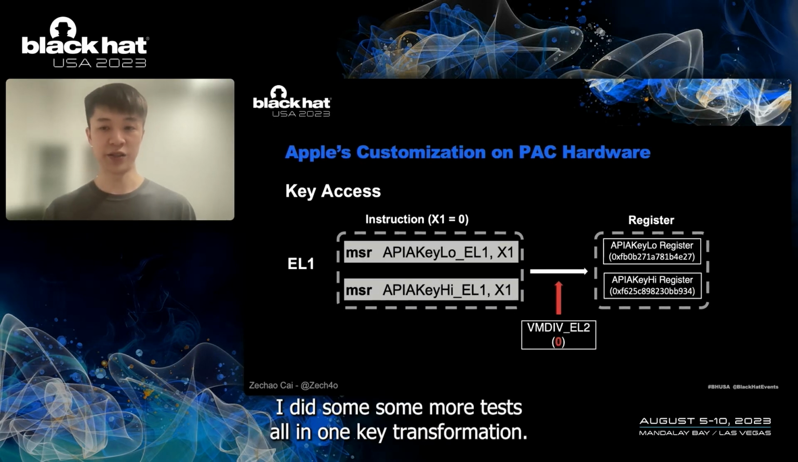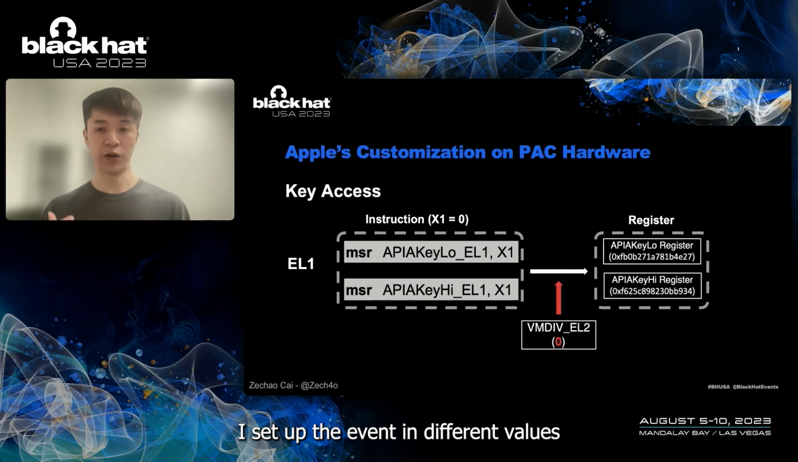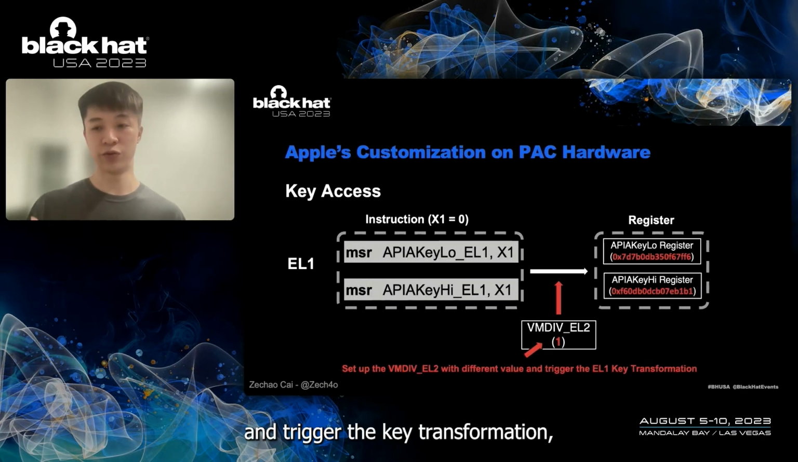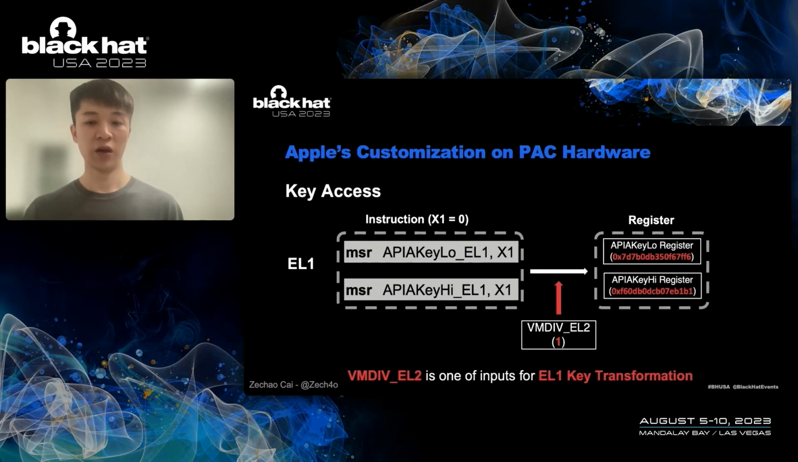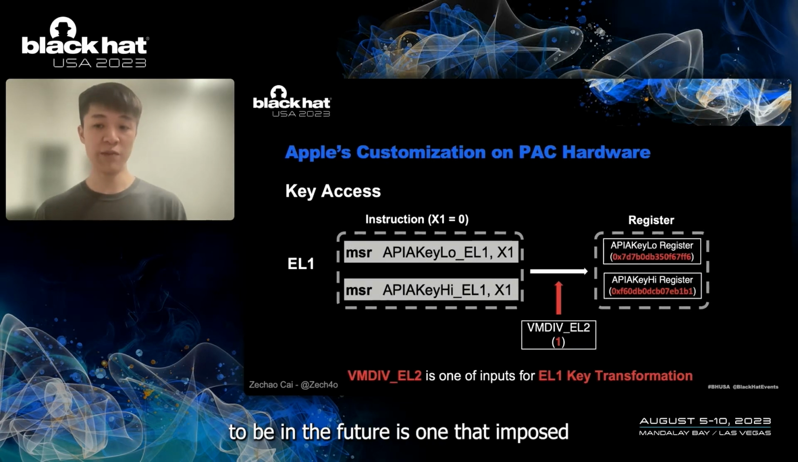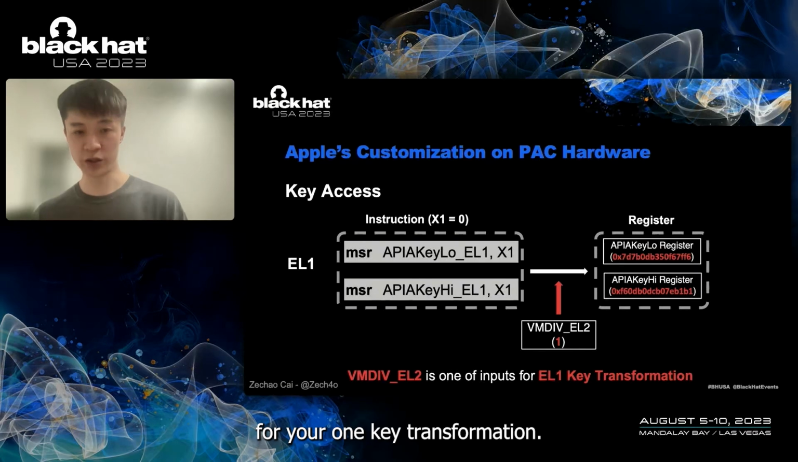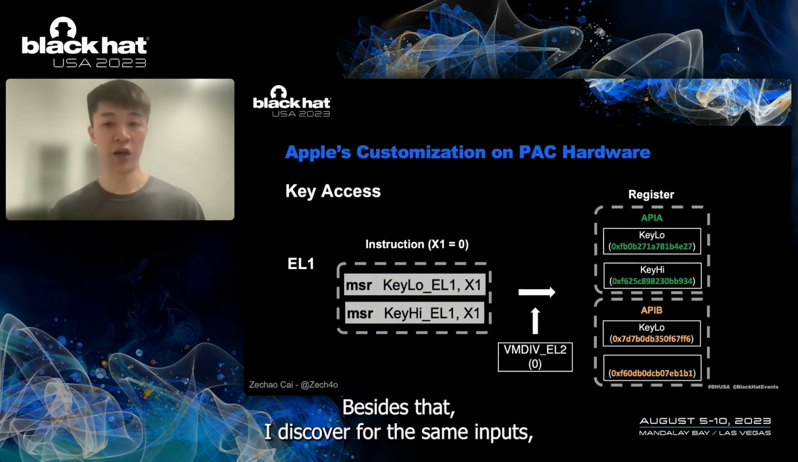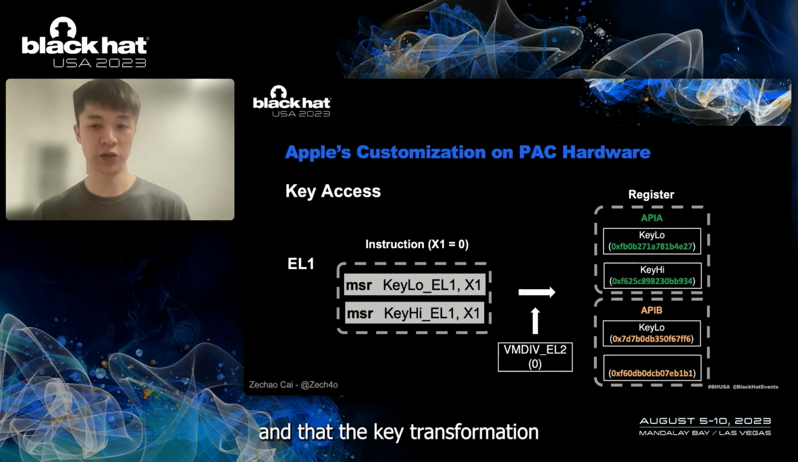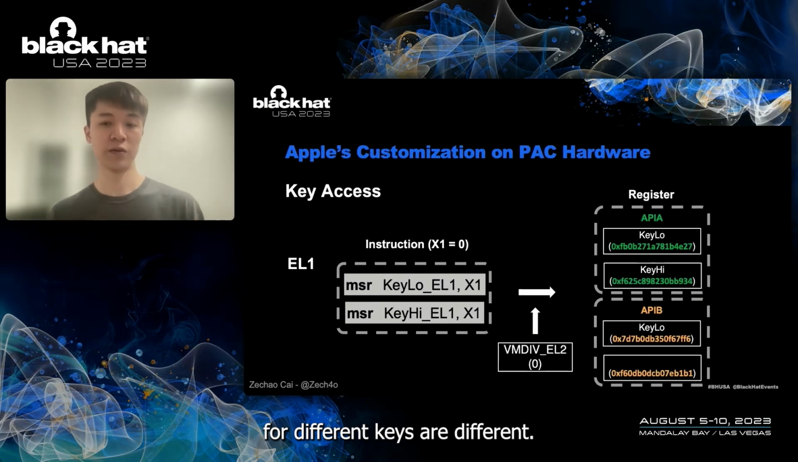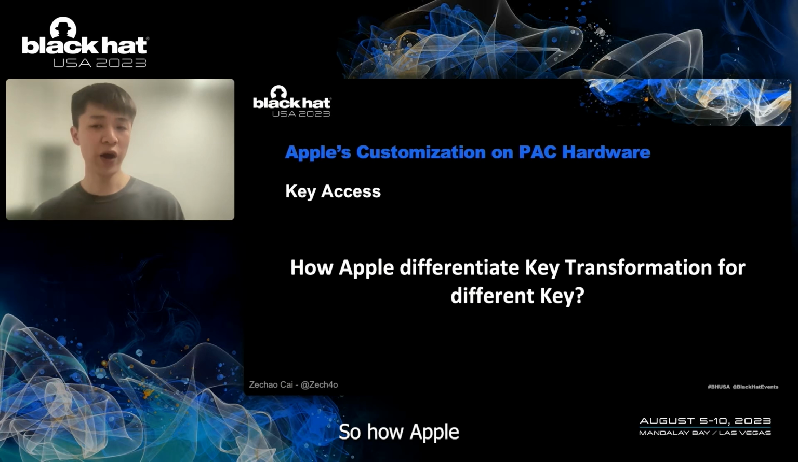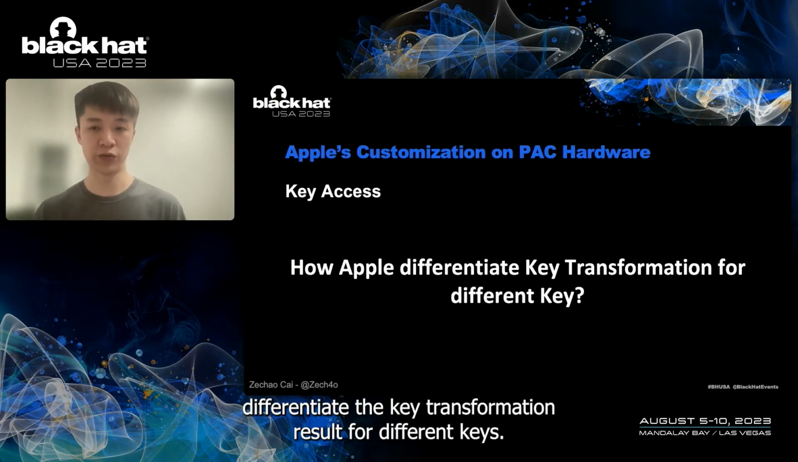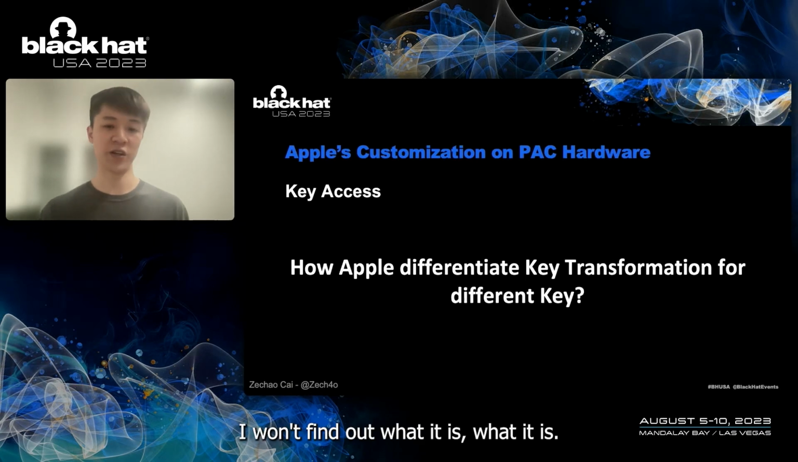Then I did some more tests on the EL1 key transformation. I set up the VNDF in different values and triggered the key transformation. The result shows that the VNDF EL2 is one of the inputs for the EL1 key transformation. Besides that, I discovered that for the same inputs, the key transformation results for different keys are different. So how does Apple differentiate the key transformation result for different keys? I haven't found out what it is.